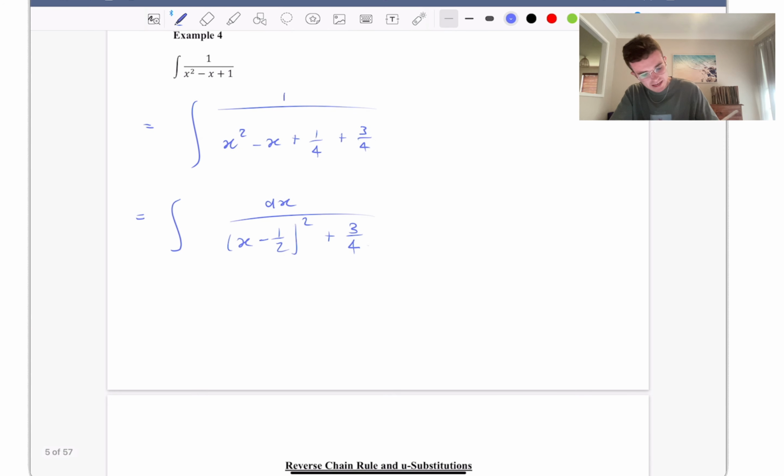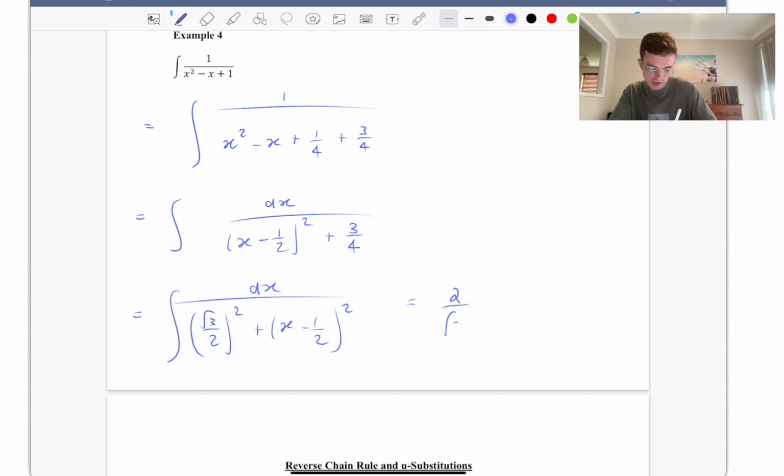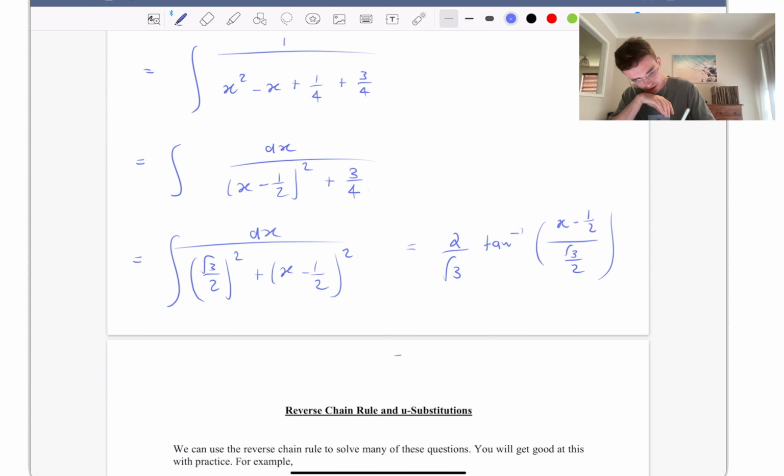Now we want to put that in our tan form, so this is going to be the integral of dx over, we might say, root 3 on 2 squared plus x minus a half squared, and that will give us 2 on root 3 tan inverse of x minus a half on root 3 on 2, which if we simplify will be 2 on root 3 tan inverse of 2x minus 1 on root 3 plus c.